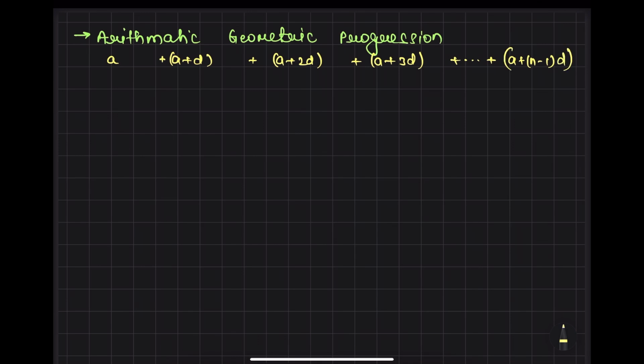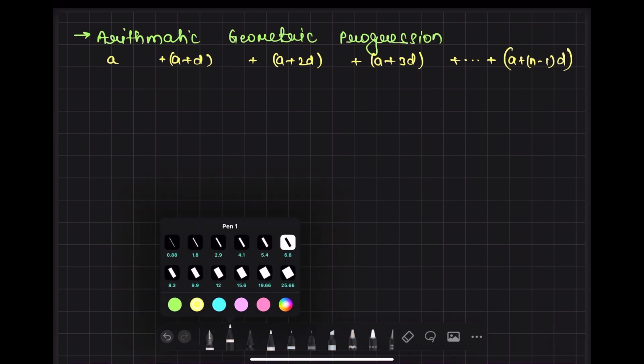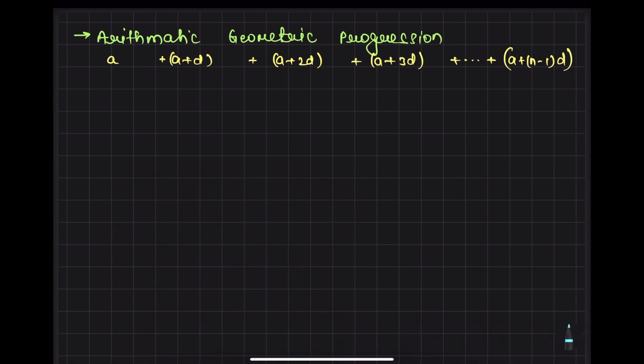So the first component will be in AP. If you observe, I wrote everything in AP. Now you will have r square, r cube, r power n minus 1. So you will have a sense of AP as well as GP. Okay. So how will you handle these kinds of situations?